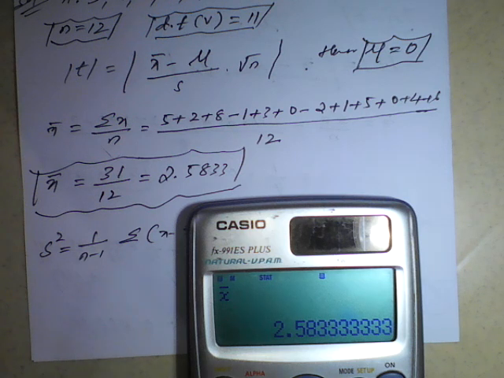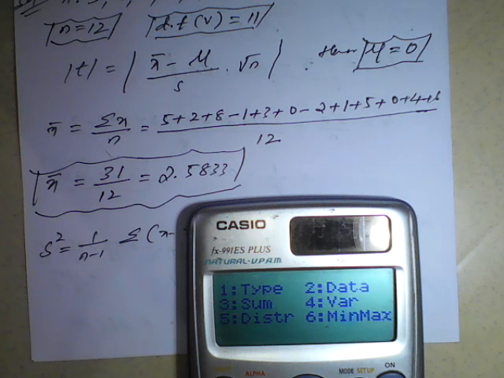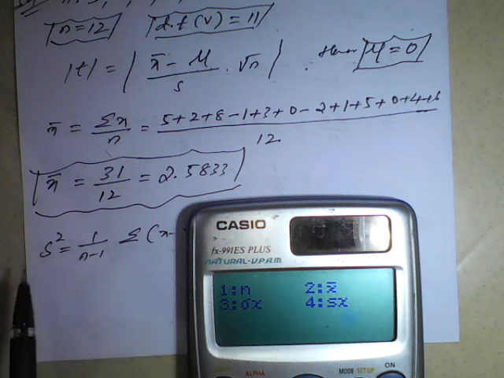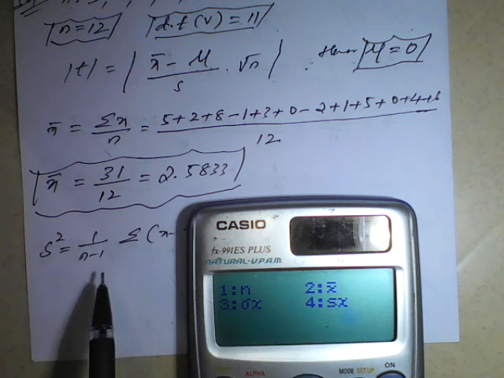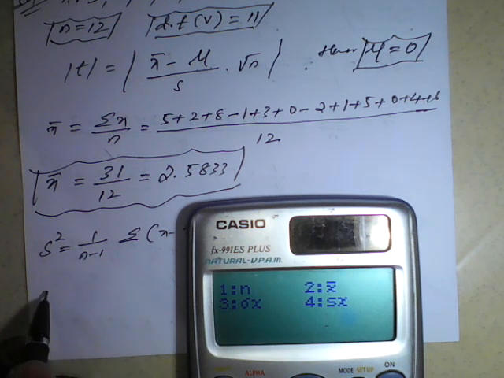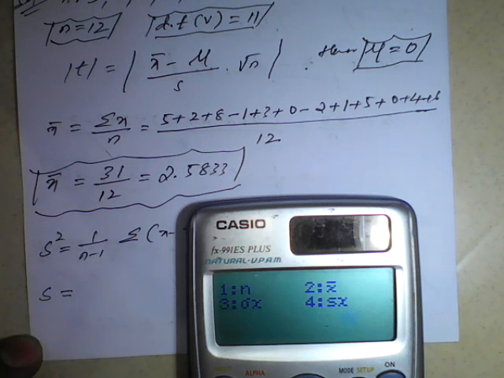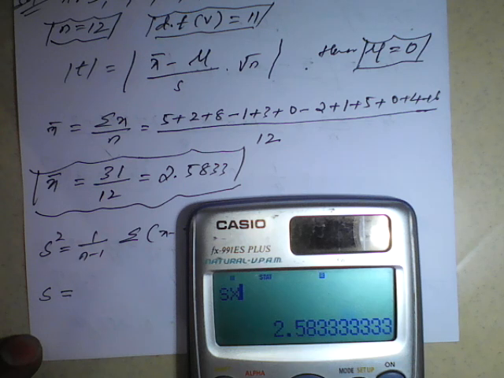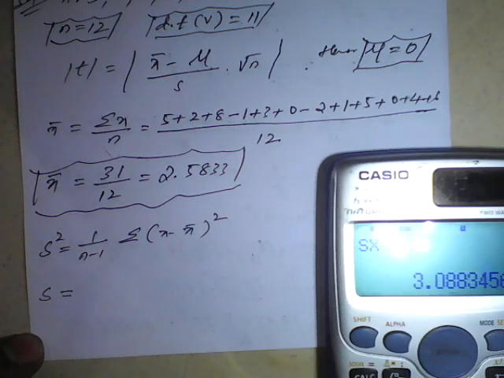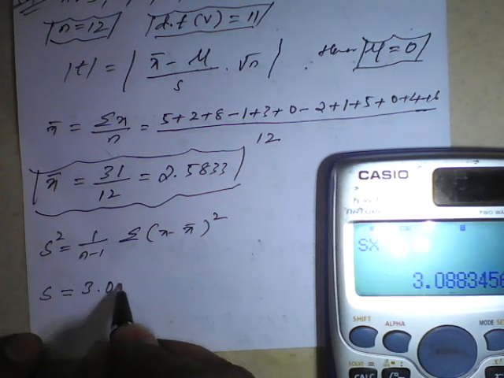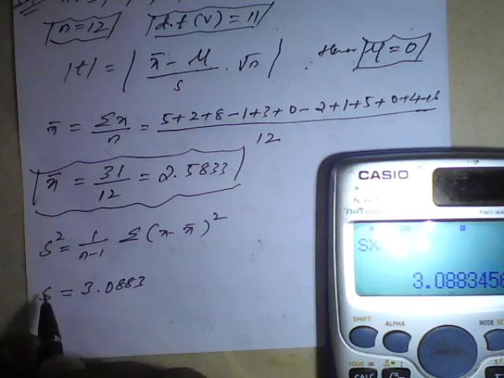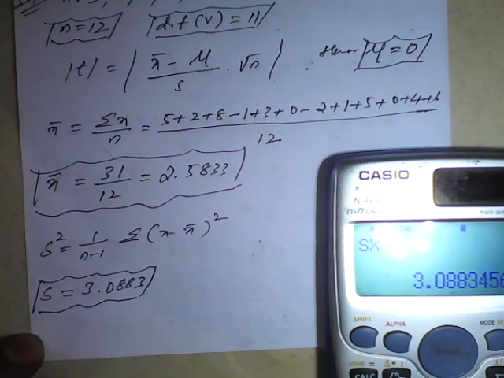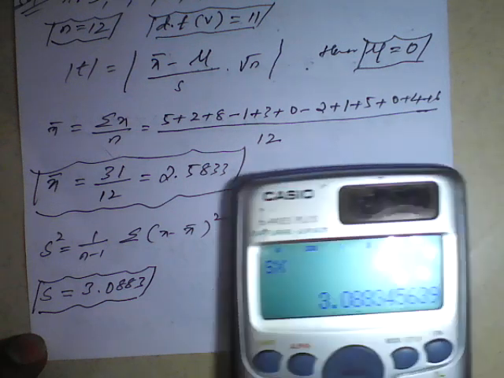Then similarly shift 1, variance VAR. We need the s value. I had already taken the formula, so from this I will write directly s is equal to s of x, meaning the standard deviation of x, the fourth one. If you press equal to, you will get the answer 3.0883. This is the value we got directly from the calculator, you can use it.